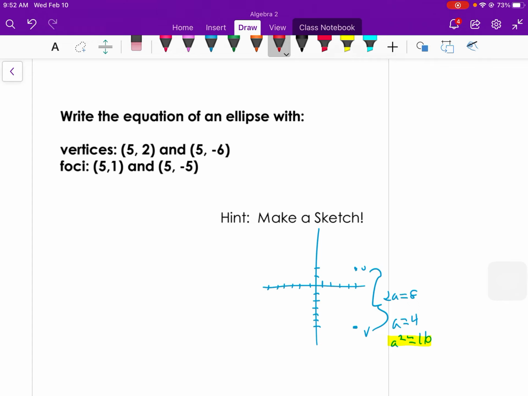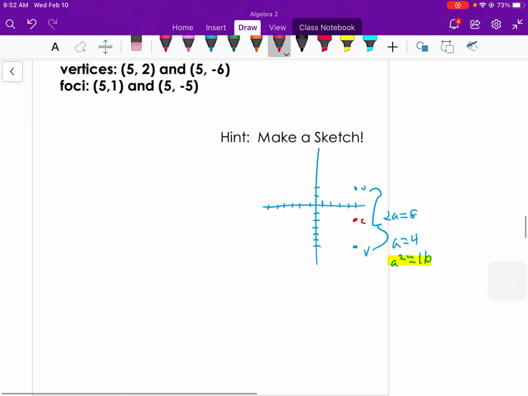That's one piece of information we need. Since we know what a is, we can see that from either vertex, the center is going to be 4 units away. So if we go 1, 2, 3, 4, this will be the center. So the center is going to be plus or minus 4 from the vertices. So if we go minus 4 from this one, so it'd be 2 minus 4, it'd be 5, negative 2. So that's our h, k now. So we have our h, k, we have a squared, we still need b squared.